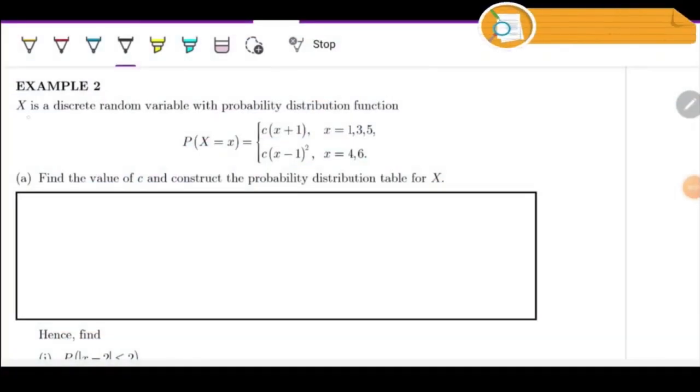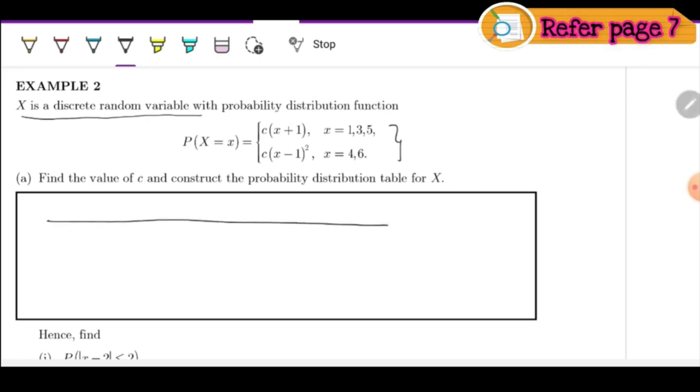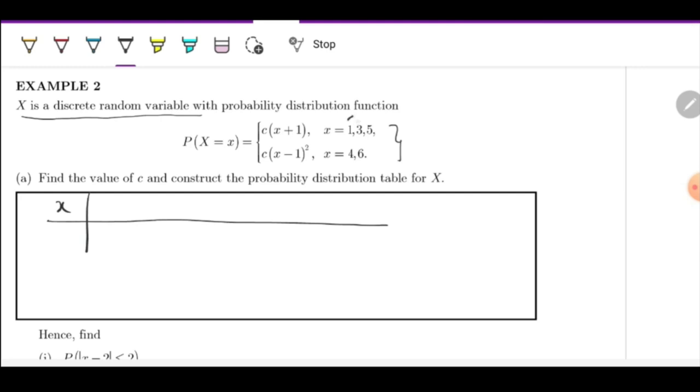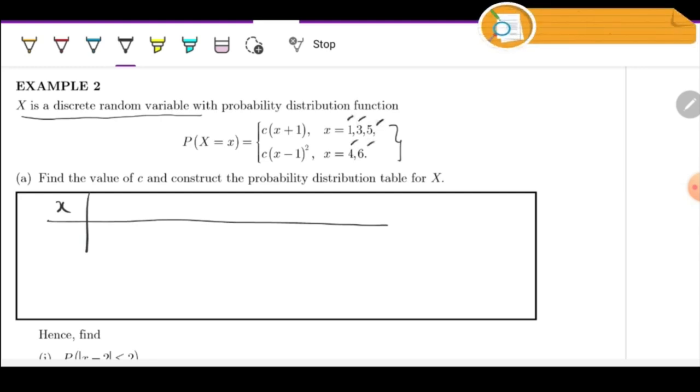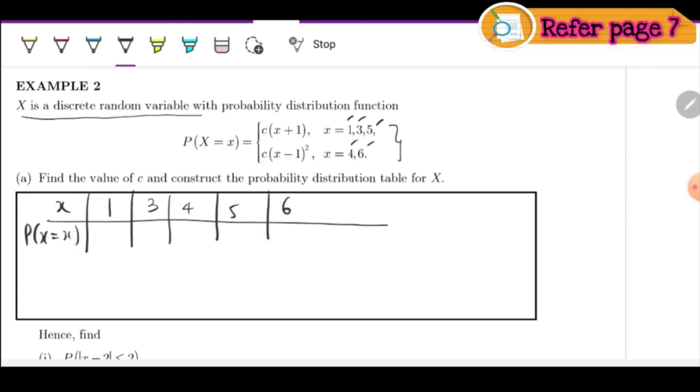Example 2. X is a discrete random variable with the PDF function. Firstly, if we have a discrete random variable, we can convert it into a table. So, draw a row, and the first row represents X. We start from 1, 3, 4, 5, and 6. And the second row is for the probability.